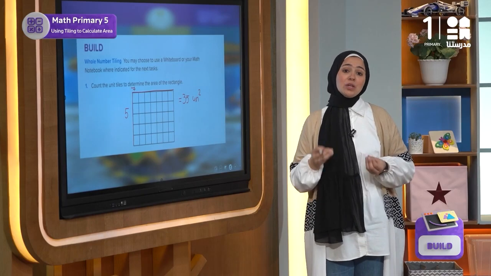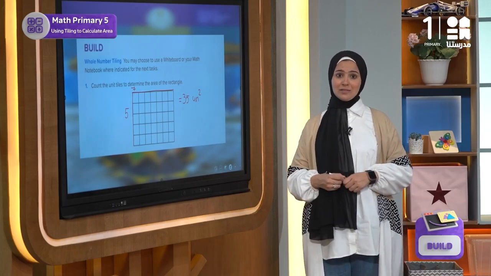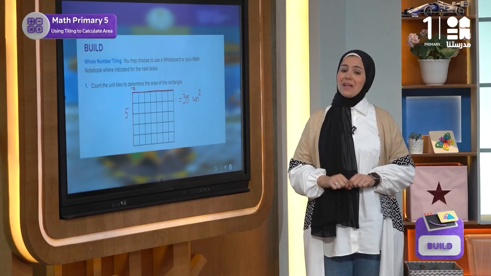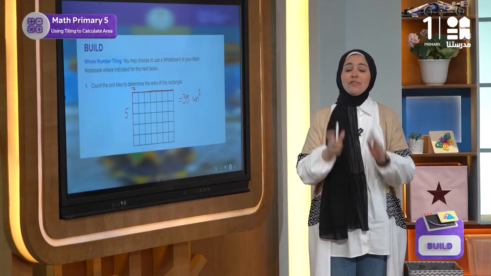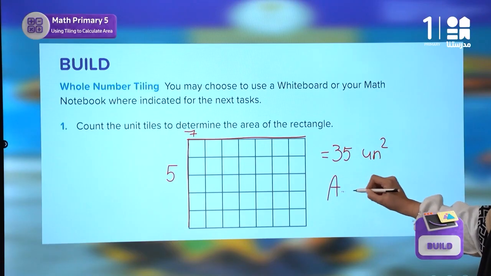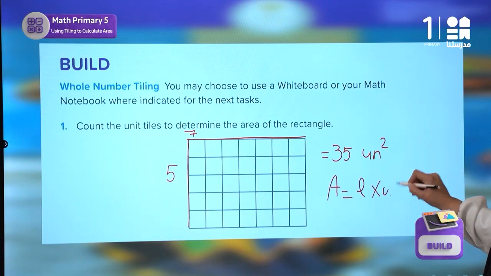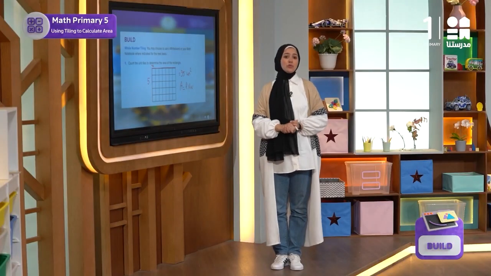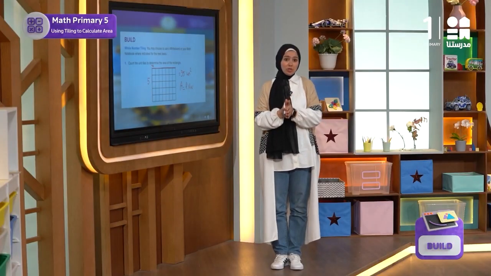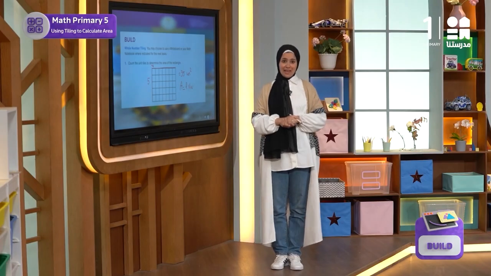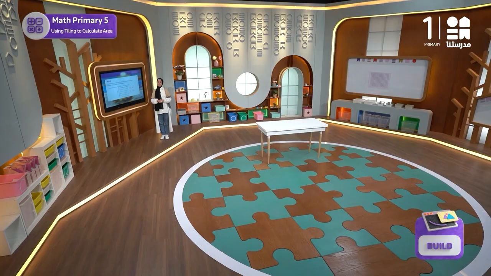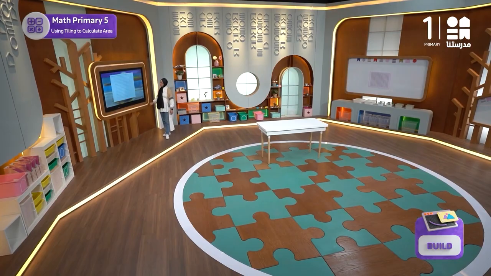Now they used the area formula for rectangles, which we have learned before. And it is the multiplication of the length times the width. So the area is the length times the width for the rectangle. And we will apply this formula today when we have whole numbers as well as fractions as dimensions for rectangles. Now let's check problem 2.